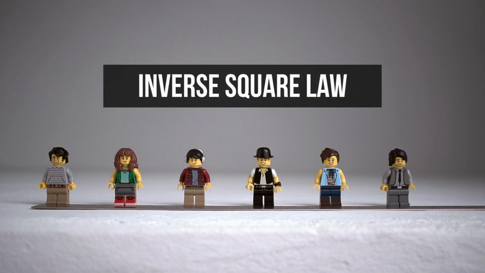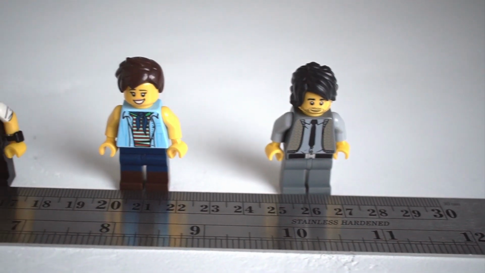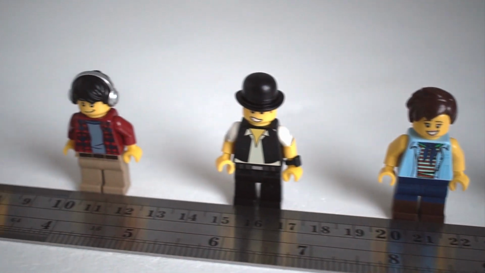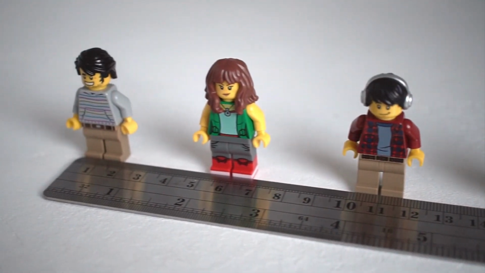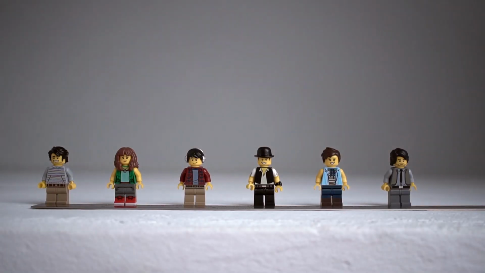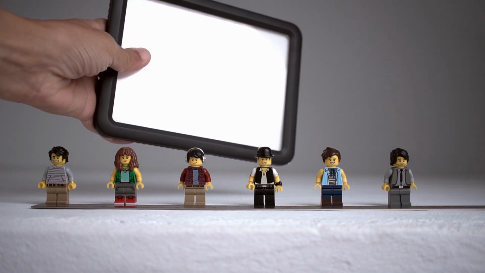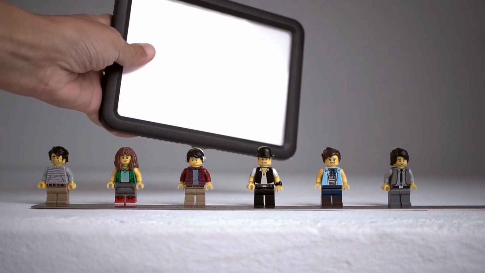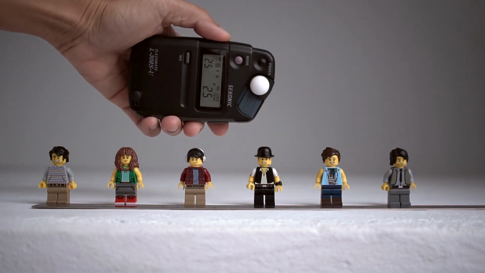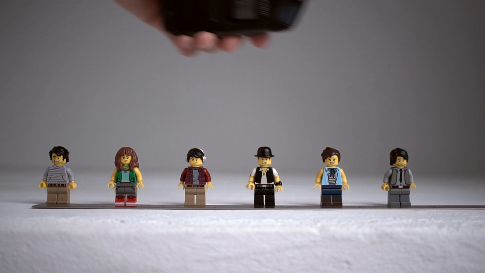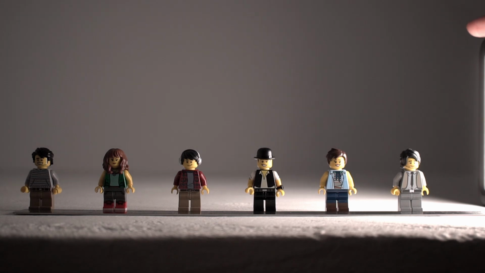law. Here I've lined up 6 Lego minifigs a few centimeters apart from each other against a ruler to help me demonstrate. I'm going to use this LED panel and set it off to one side. And I'm going to meter the light from the position of each minifig. The room is completely dark now except for the light from the LED panel.